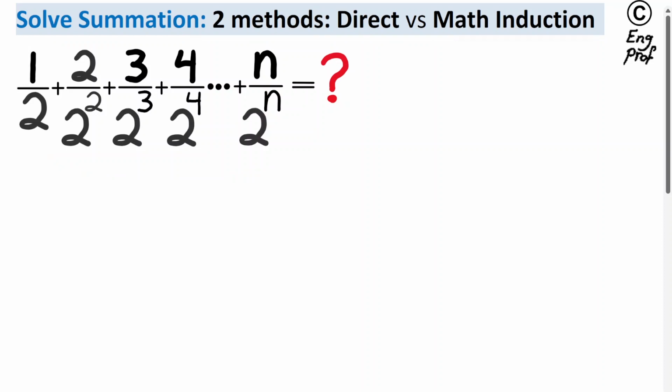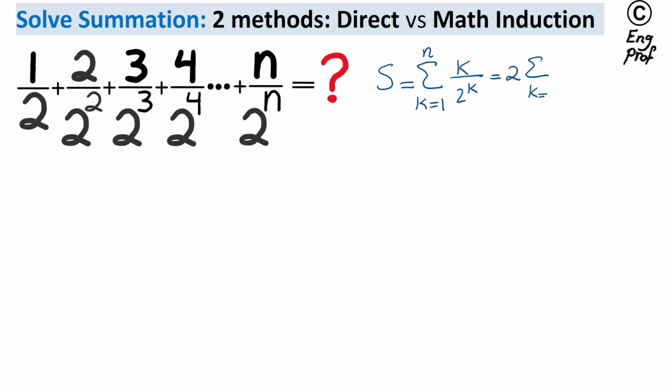Okay, so direct method. Let's name this whole thing as S, and I can write it in a more compact fashion using sum notation, sigma k from 1 to n of k divided by 2 to the k. Obviously I can write it this way as well: 2 times sigma k from 1 to n of k divided by 2 to the k plus 1. So it's effectively as if I multiply and divide by a factor of 2, which doesn't change anything.